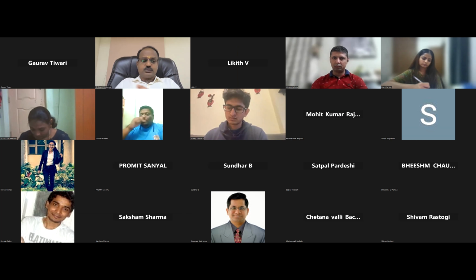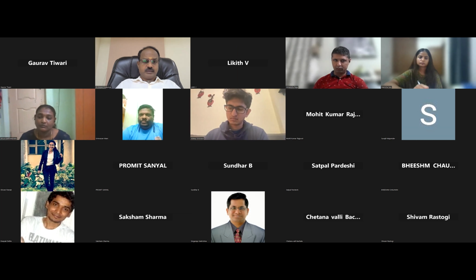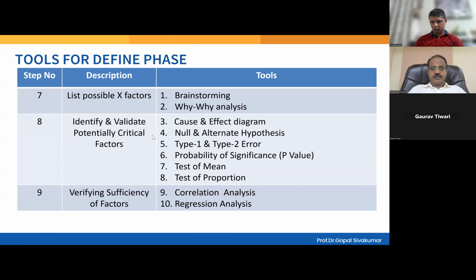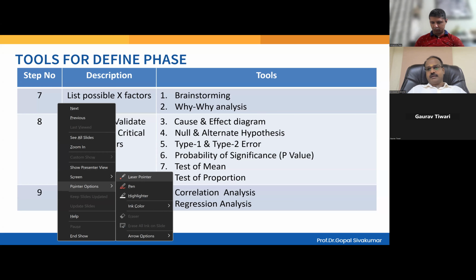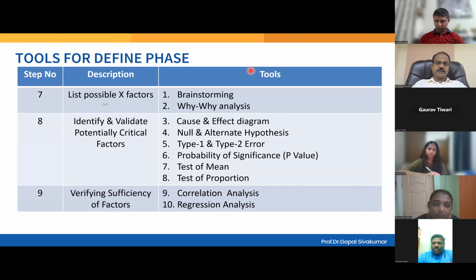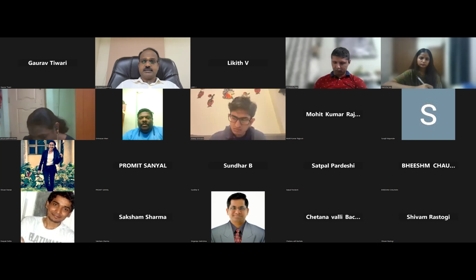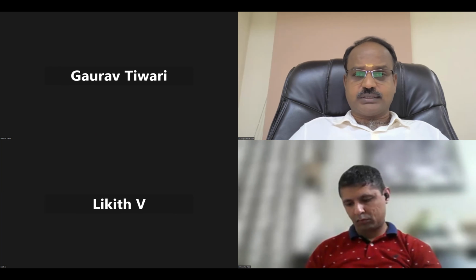So these are the tools that will help us to find out the possible factors. I'm also sharing my screen. These tools are not that difficult. You might already be using them in your current projects at your workplace. So instead of learning them theoretically, let us discuss those tools in a very practical, interactive manner. You can see here the list of possible factors: brainstorming, why-why analysis. I should add one more thing here, the cause and effect diagram. Cause and effect diagram is one thing, cause and effect matrix is another thing. So I'll make those changes.